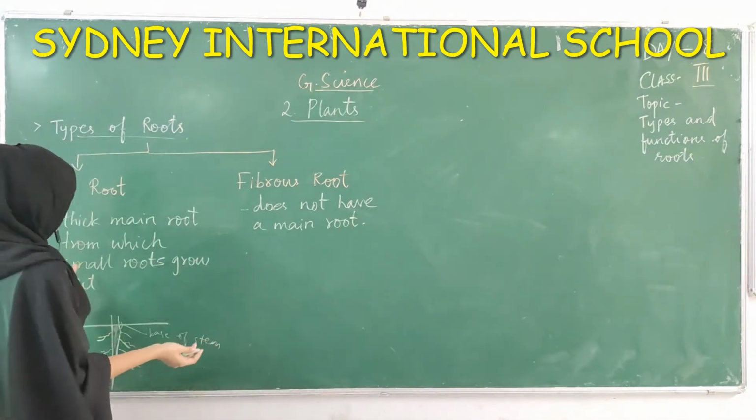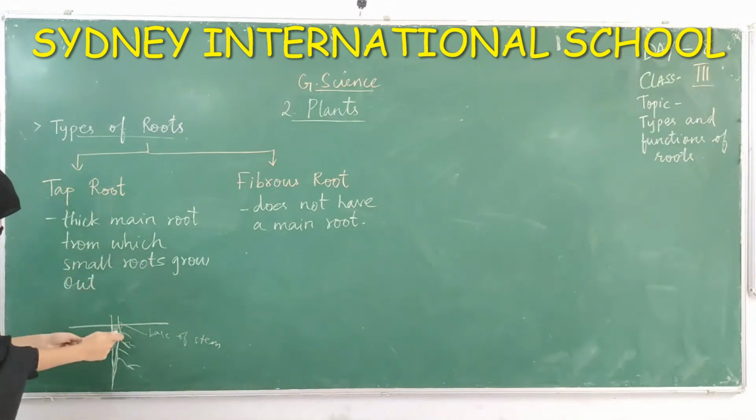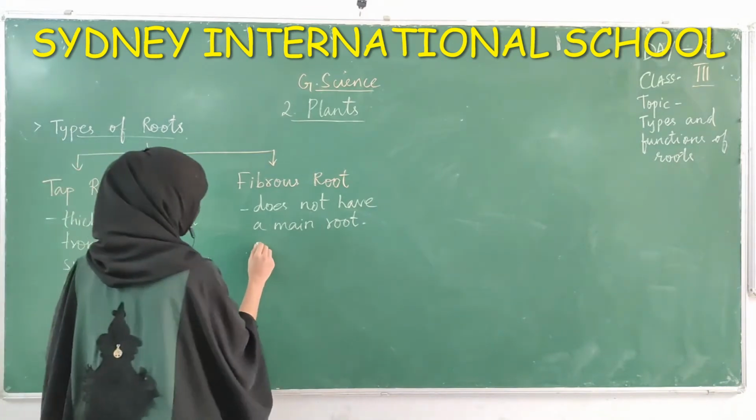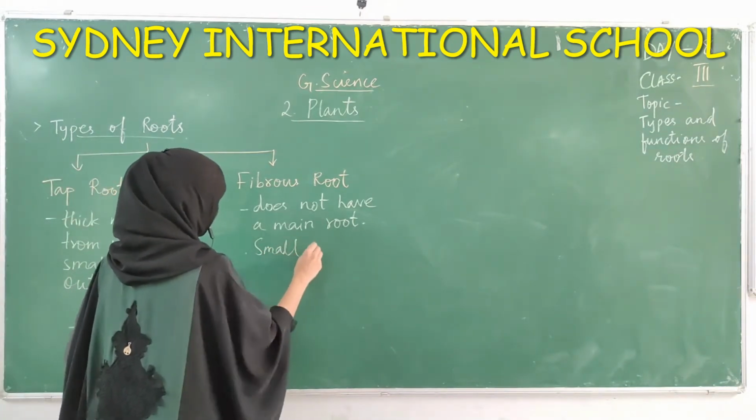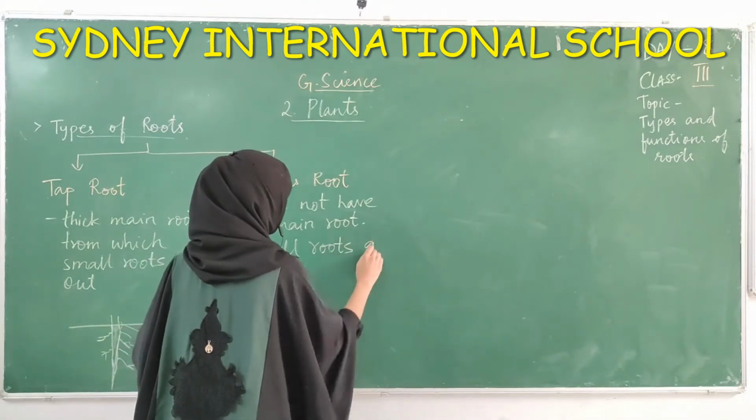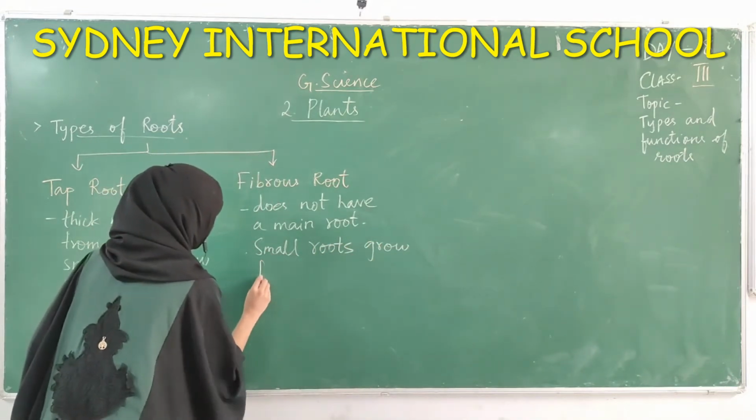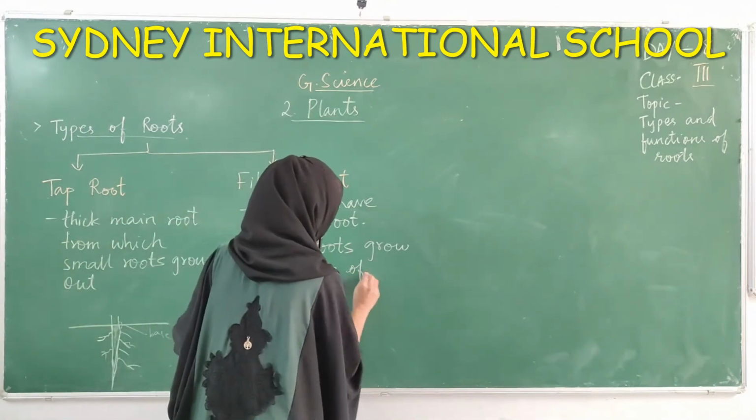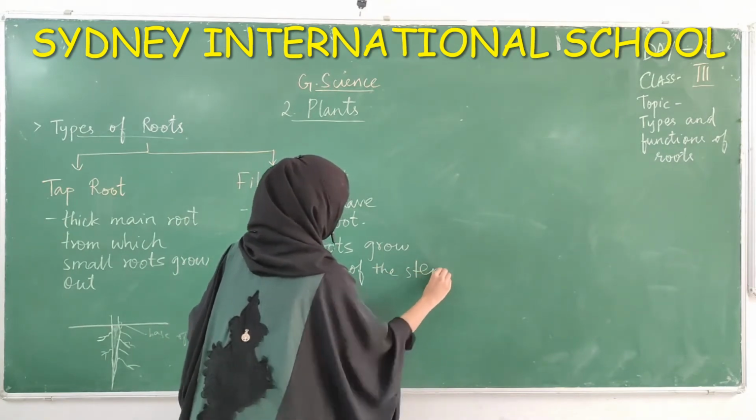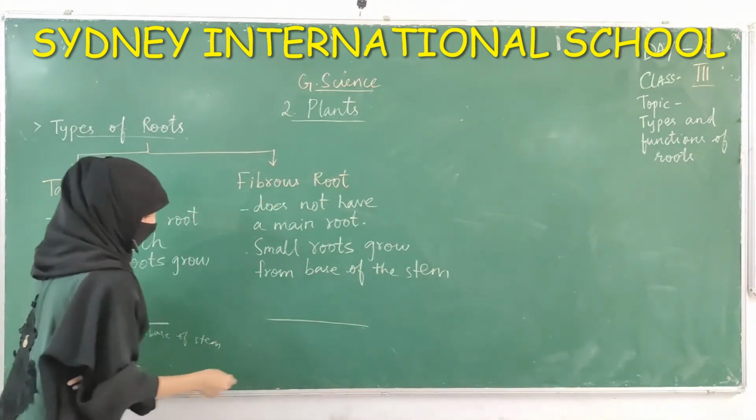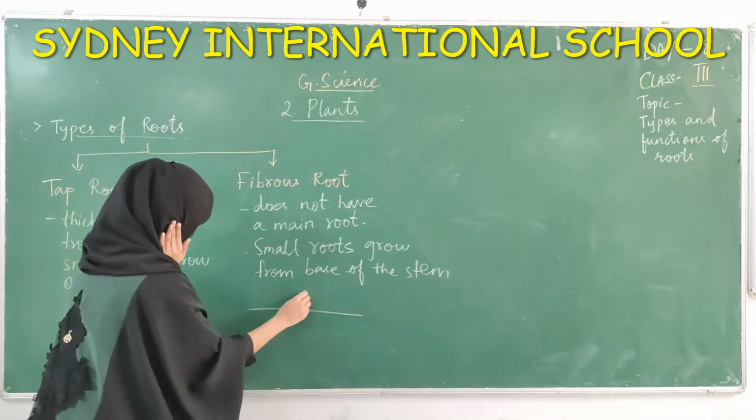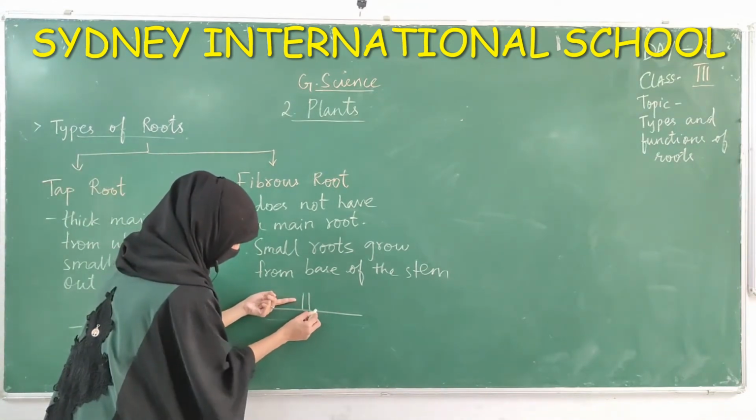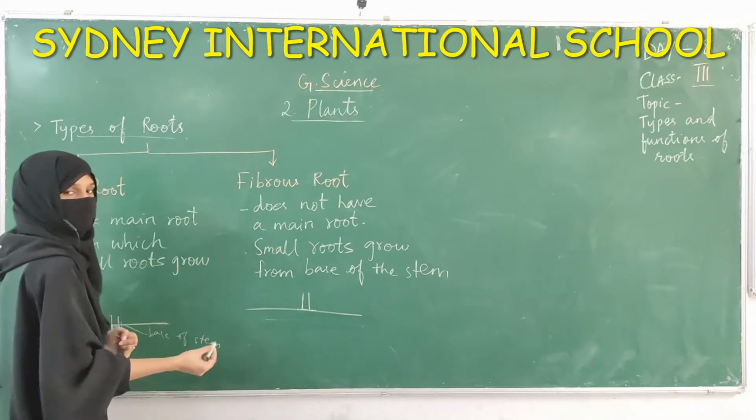So what is it having? Many small roots. In a taproot, from the main root, small roots come out. But in fibrous root, small roots grow directly from the base of the stem. How? Just look here. This is the ground. This is the stem. Now what is the base of the stem? It is where the stem finishes at the ground and from where the roots will start.